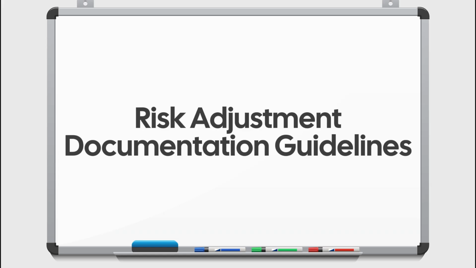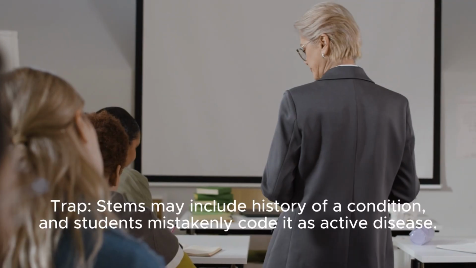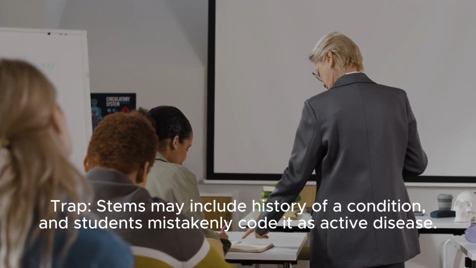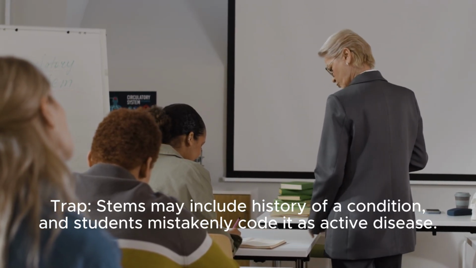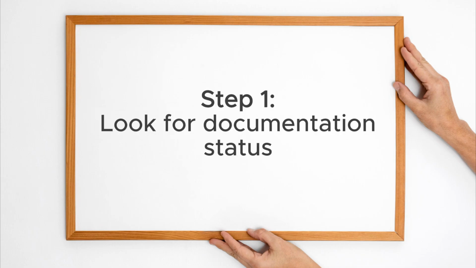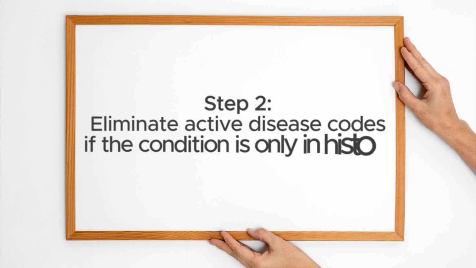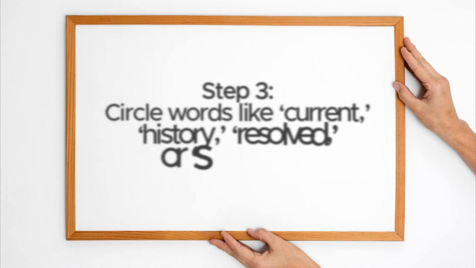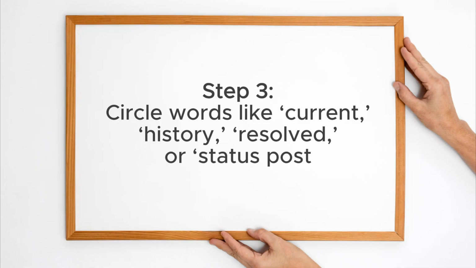Fifth, documentation. CRC isn't just about the code. It's about what's supported by documentation. Trap: STEMs may include history of a condition, like history of breast cancer, and students mistakenly code it as active disease. Hack. Step 1. Look for documentation status. History of means Z codes, not current diagnosis. Step 2. Eliminate active disease codes if the condition is only in history. Step 3. Circle words like current, history, resolved, or status post.